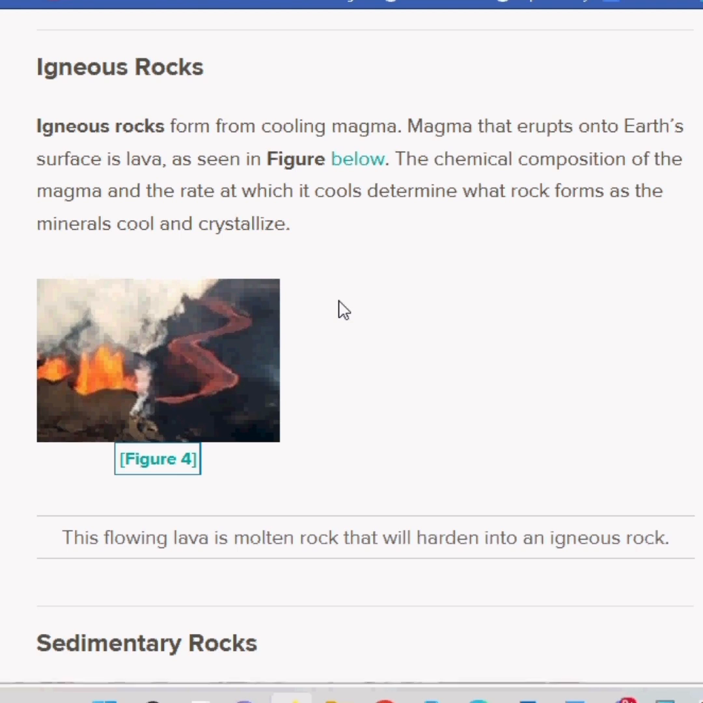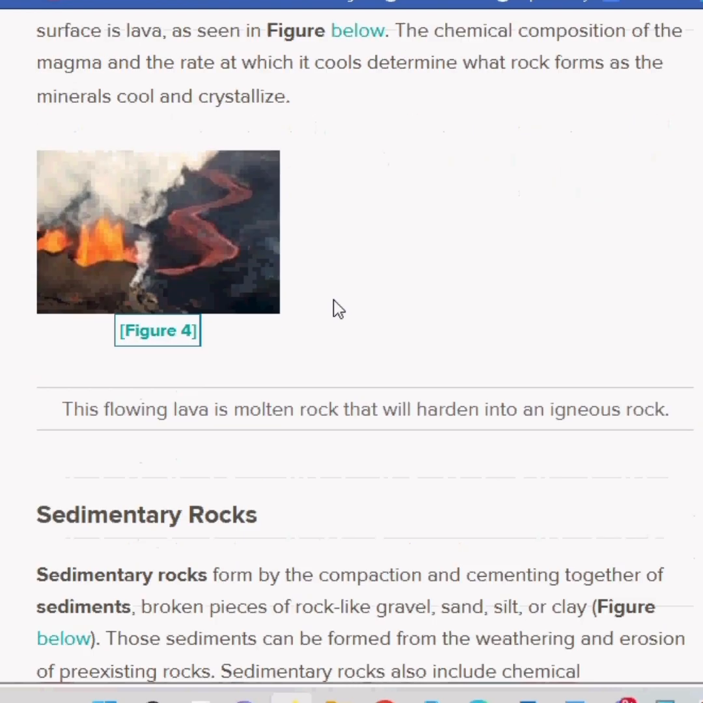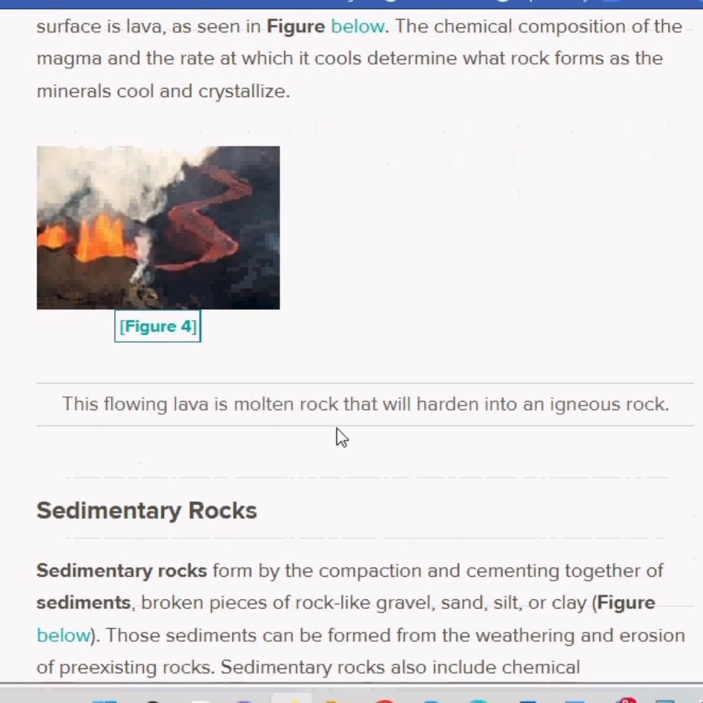Igneous rocks. Igneous rocks form from cooling magma. Magma that erupts onto the Earth's surface is lava, as seen in the figure below. The chemical composition of the magma and the rate at which it cools determine what rock forms as the minerals cool and crystallize. The lava flowing is molten rock that will harden into an igneous rock.